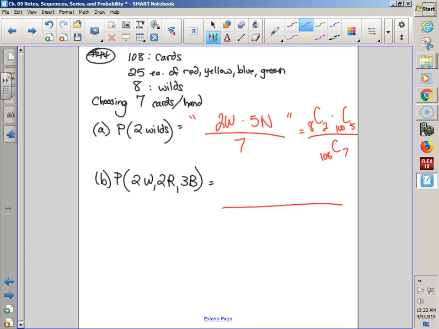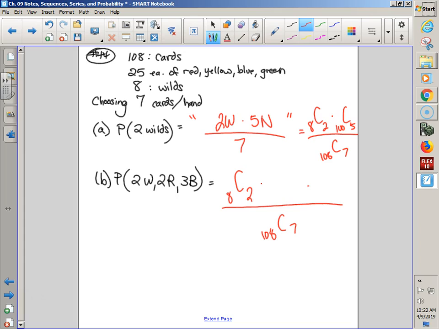What's my sample space still? Yeah, you're getting 7 cards still. How many different ways can you get 7 cards? Okay. But in the numerator, we have to say, oh, that needs to be true, and that needs to be true, and that needs to be true. So the 2 wilds, we just talked about. How many ways can you get?